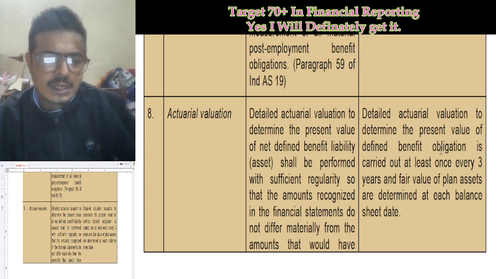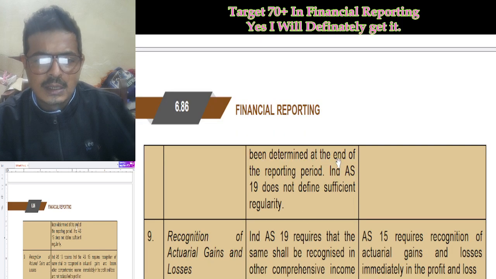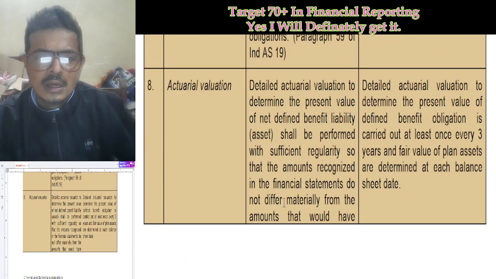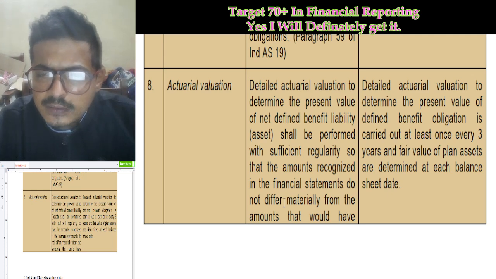Actuarial valuation. Under Ind AS 19, detailed actuarial valuation to determine the present value of net defined benefit liabilities or assets shall be performed with sufficient regularity so that the amounts recognized in the financial statements do not differ materially from the amounts that would have been determined at the end of the reporting period. Ind AS 19 does not define sufficient regularity. Under AS 15, detailed actuarial valuation to determine the present value of defined benefit obligation is carried out at least once every 3 years, and the fair value of plan assets is determined at each balance sheet date.